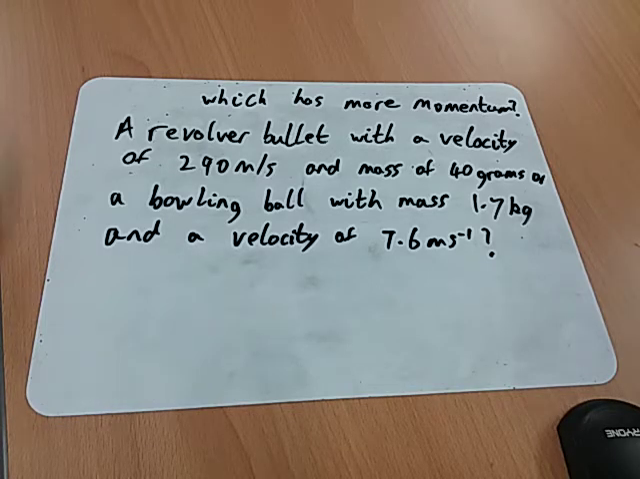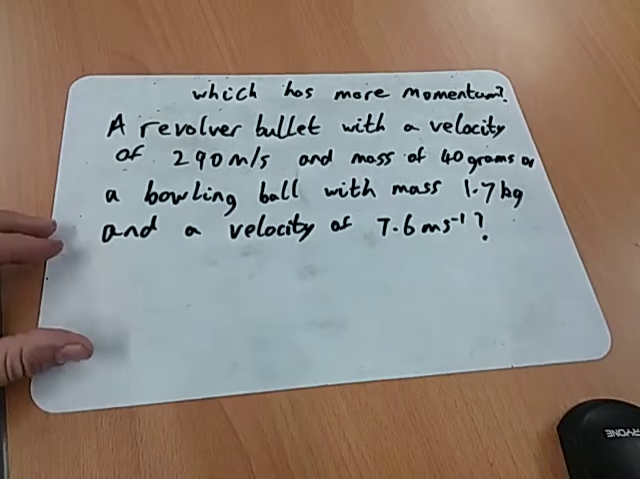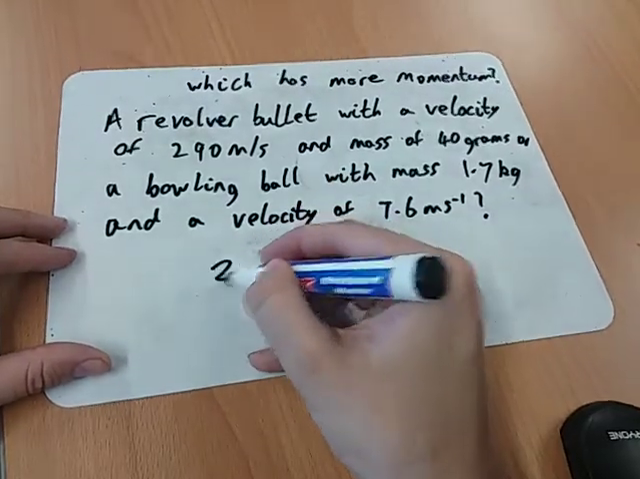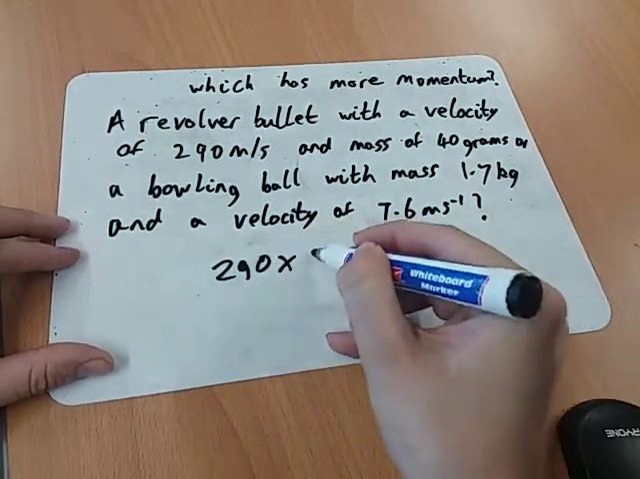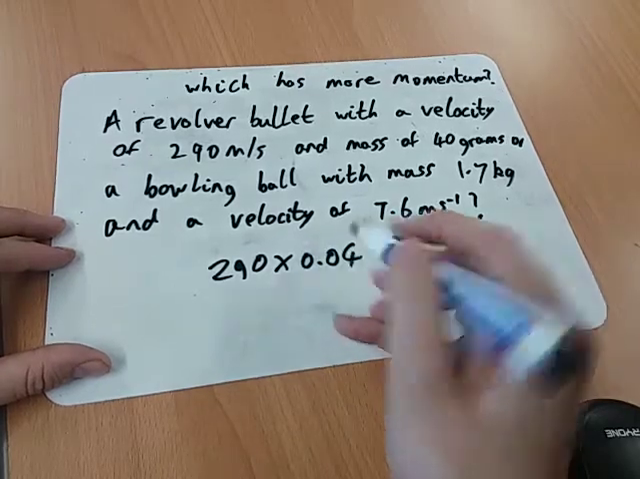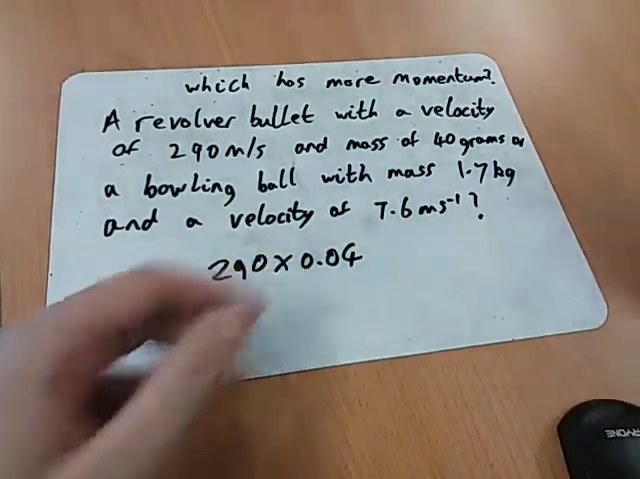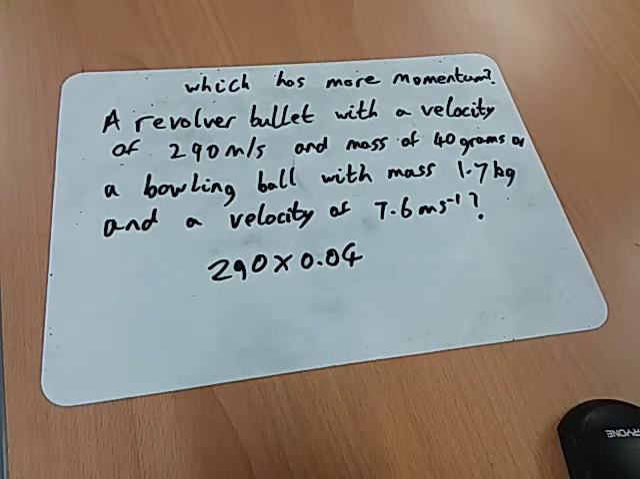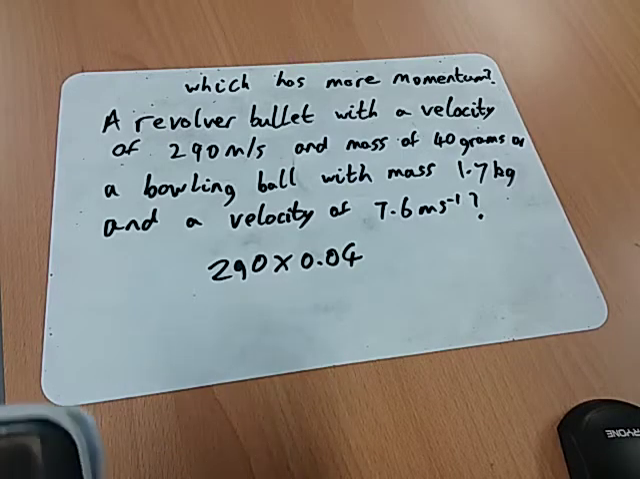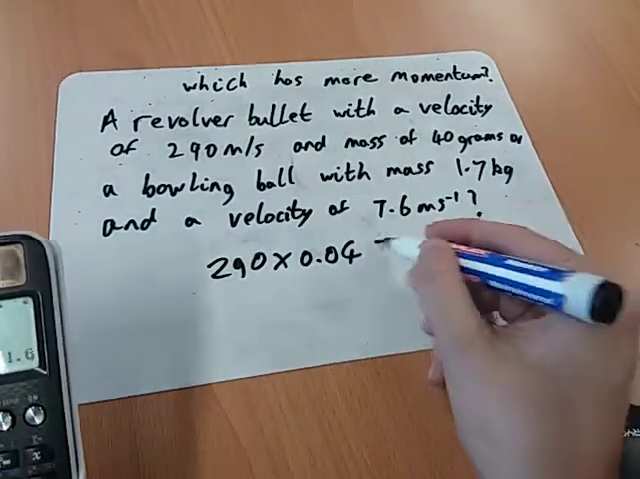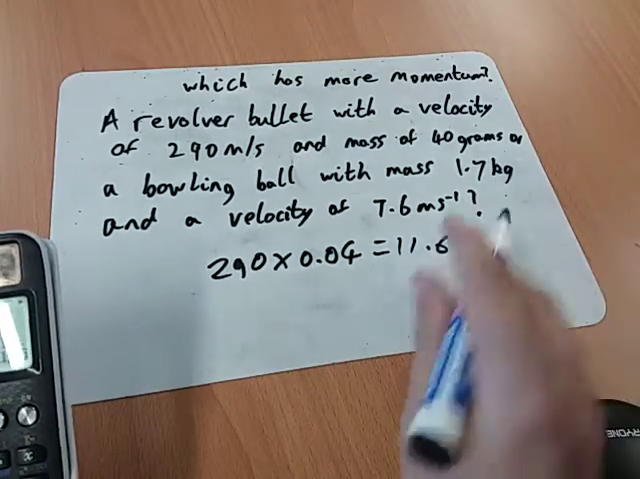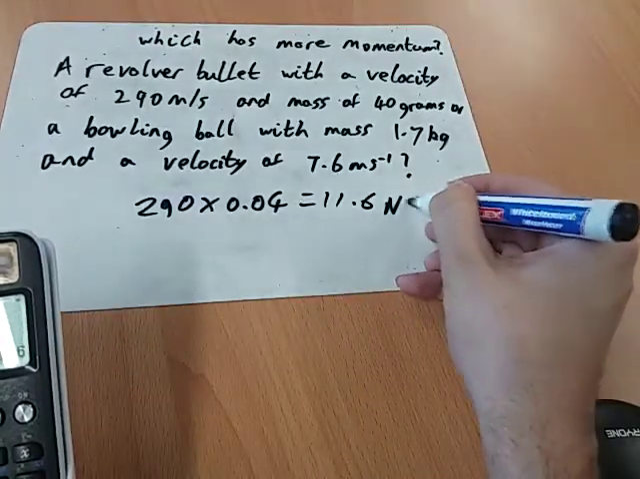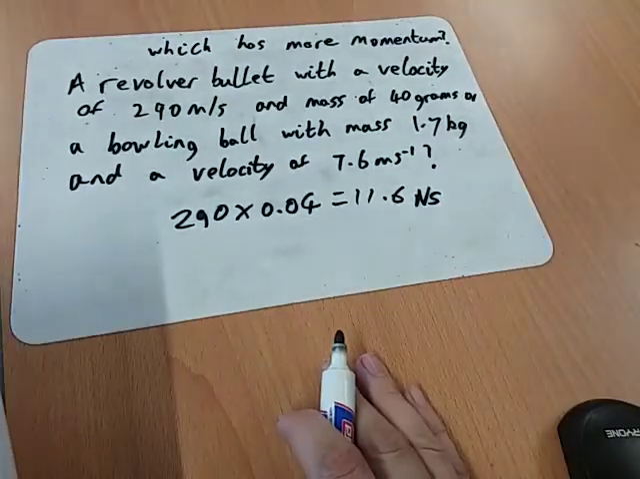Okay, right, so going through the numbers here, there's a bit of conversion to do. So for the revolver, it's 290 multiplied by 0.04. So on a calculator, I'm just going to do it off screen. 290 times 0.04, I get that it's about 11.6. And that's measured in either newton seconds or kilograms meters per second.